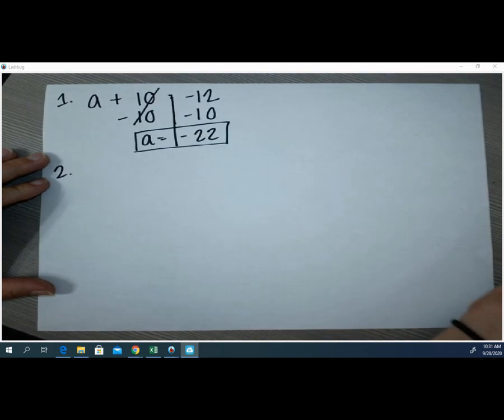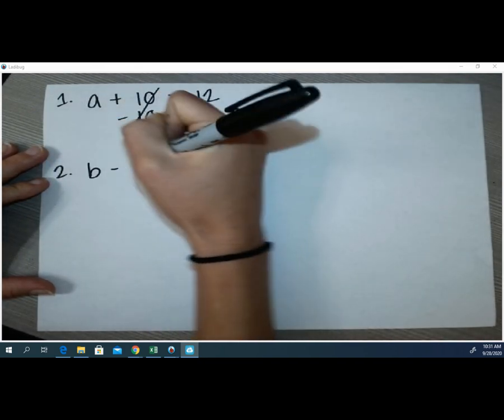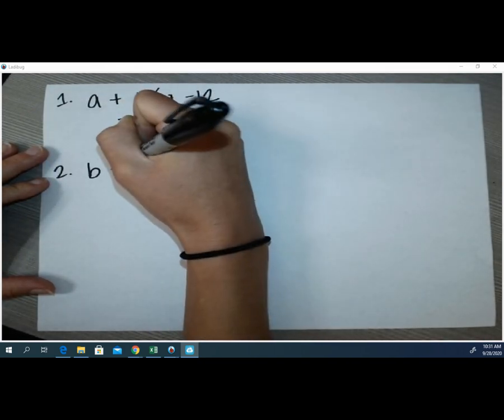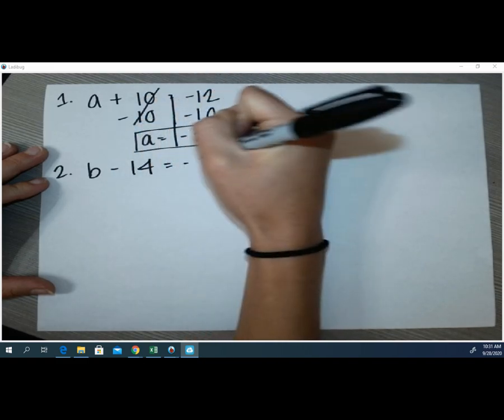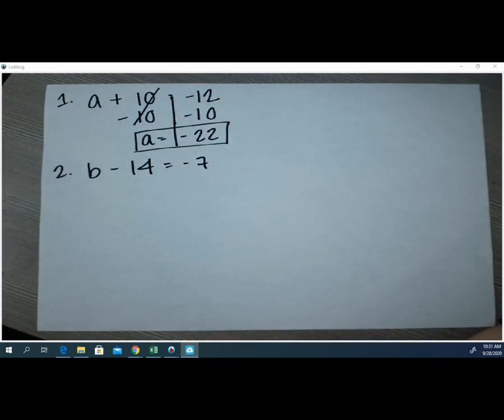Question number 2. What if I have B minus 14 is equal to negative 7? Go ahead and try it out.